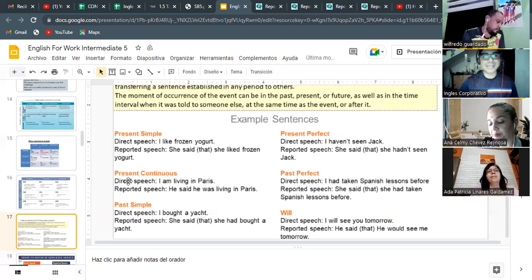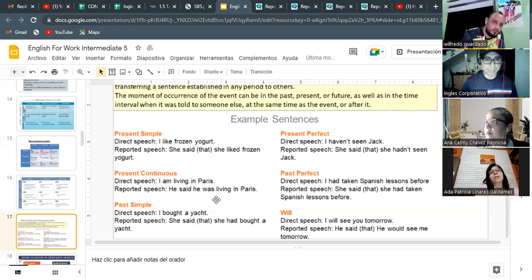Let's check the next one, present continuous. So look at this, the direct speech says, I am living in Paris. So the reported speech says, he said he was living in Paris, keeping here the simple past. So again, we change the tense. We change from present continuous or present progressive into past continuous, only by changing the verb to be. Okay. So present continuous in direct speech, in reported speech, past continuous.